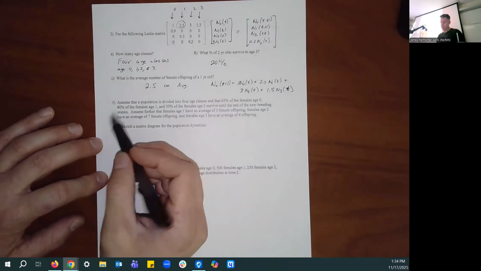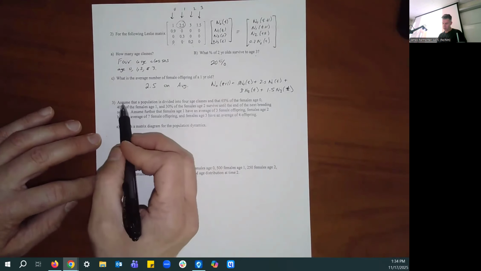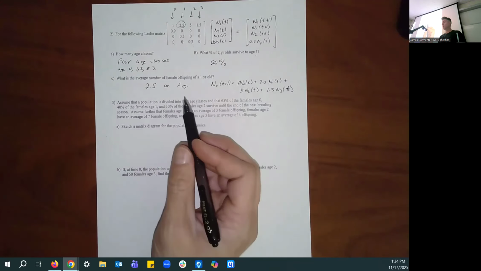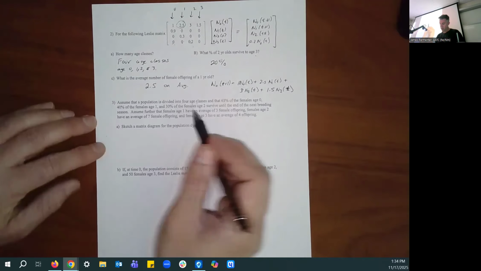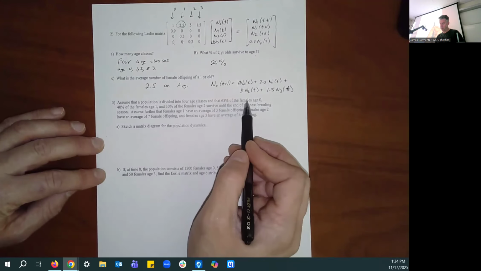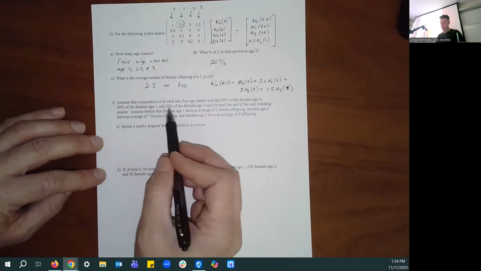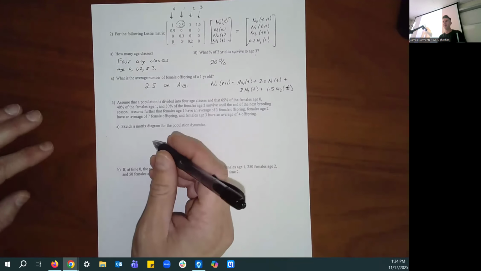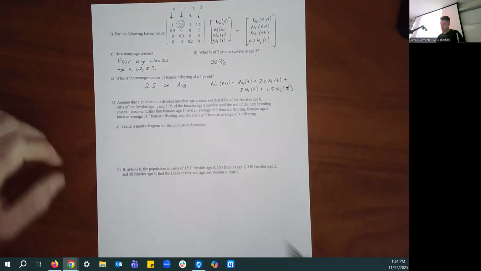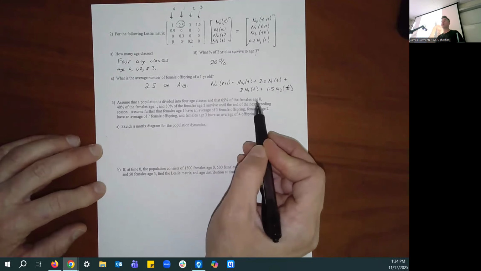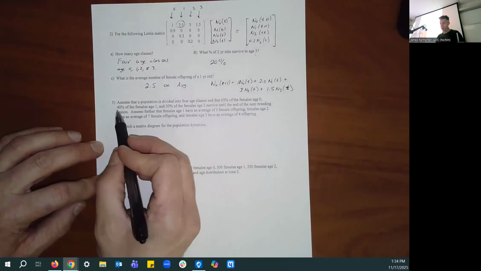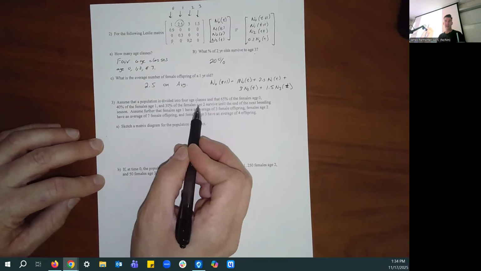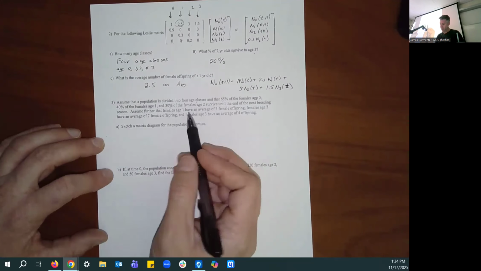So here I think they want us to make the matrix. So let's read the question. Assume that a population is divided into 4 age classes again. So let's assume 0-year-olds, 1-year-olds, 2-year-olds, and 3-year-olds. And that 65% of the females age 0, 40% of the females age 1, and 30% of the females age 2 survive until the end of the next breeding season. It's kind of an interesting way of phrasing that. What we're really saying there is that 65% of 0-year-olds make it to age 1, and 40% of 1-year-olds make it to age 2, and 30% of 2-year-olds make it to age 3. That's what that's saying in a condensed way.